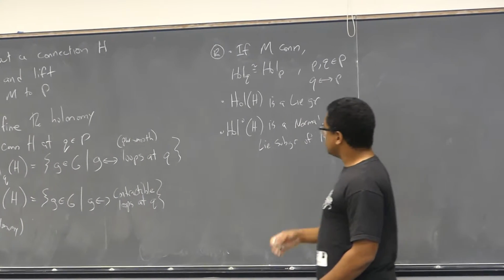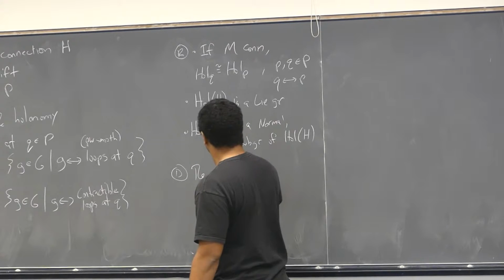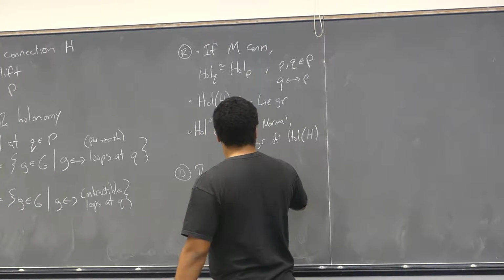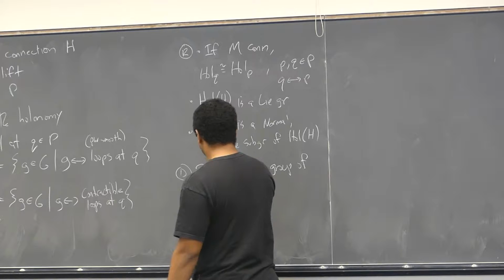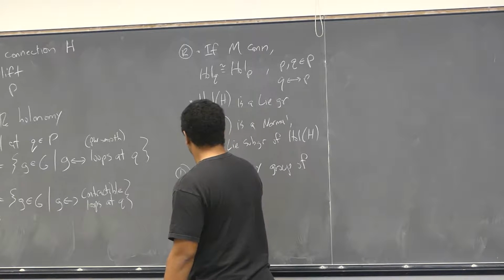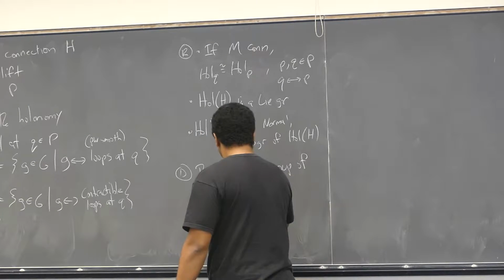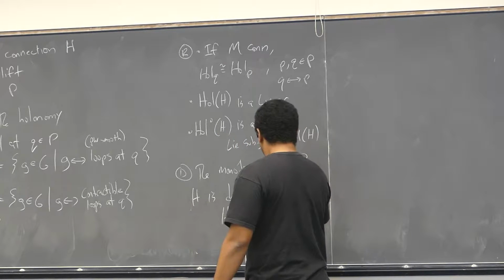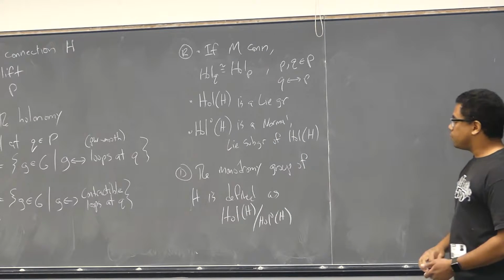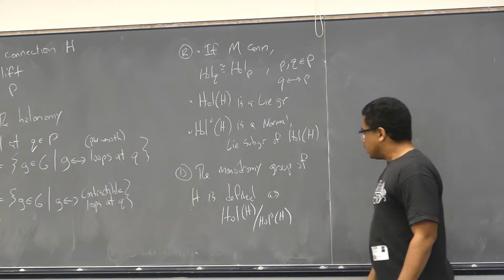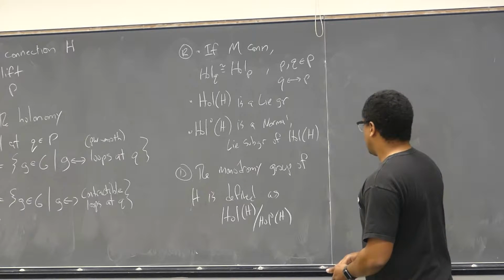Of Hall H. And with those facts in mind, we can define the monodromy group as this quotient: H minus Hall H. So all of the automorphisms that come from non-contractible loops at points on M, or above points on M.